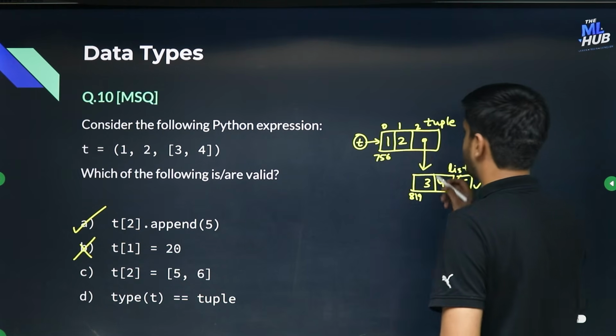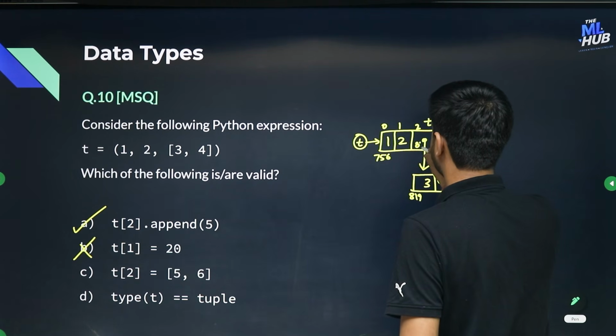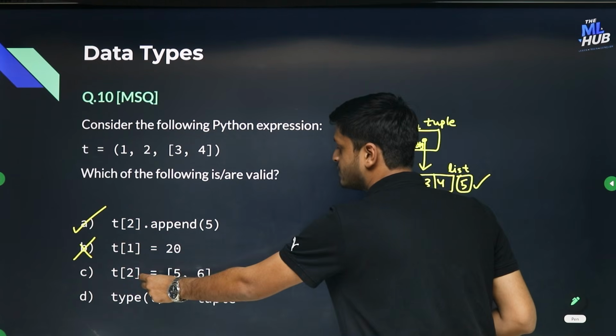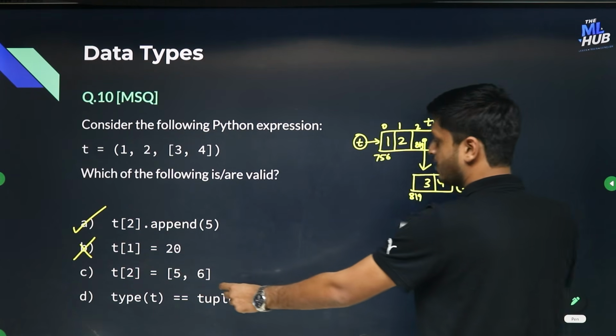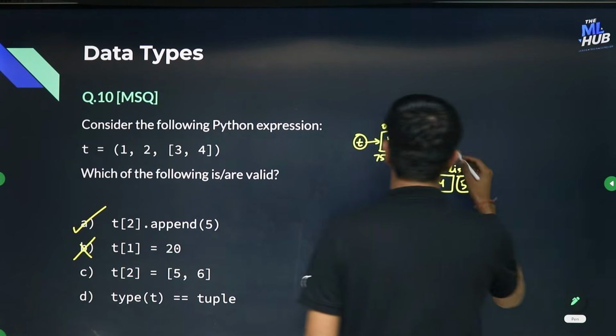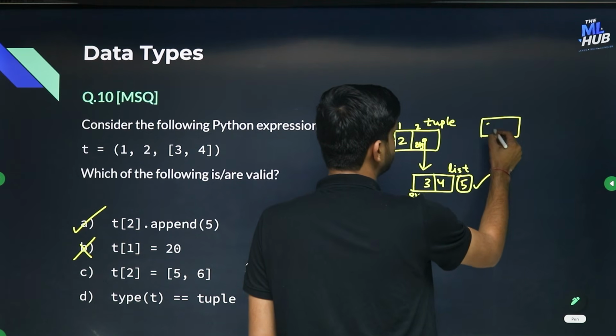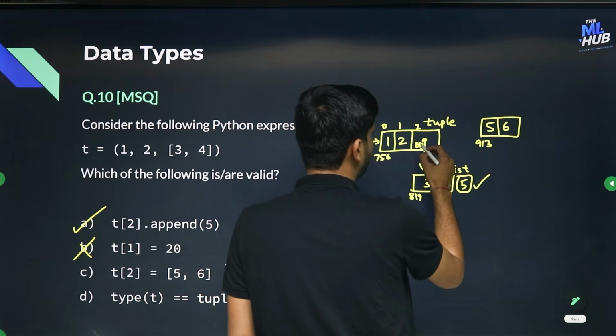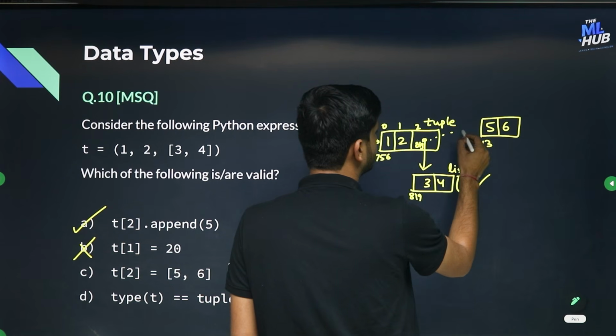Then we have t[2] = [5, 6]. Again, see here there is an address 819 that is pointing here. Now you are saying that instead of this, this element should point to a list containing 5, 6. So another list, 5, 6, will be created in memory, let's say at memory location 913, and you are saying now instead of 819 it should point here.